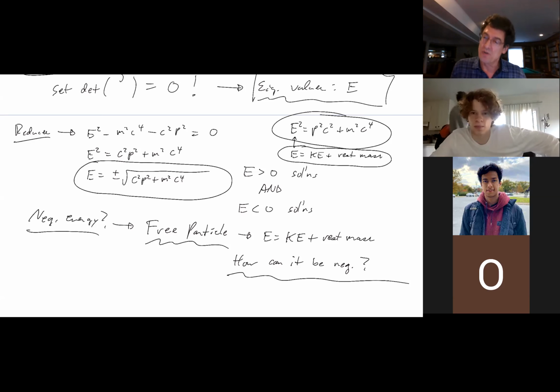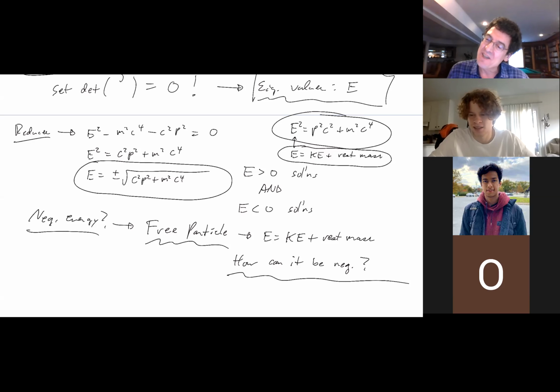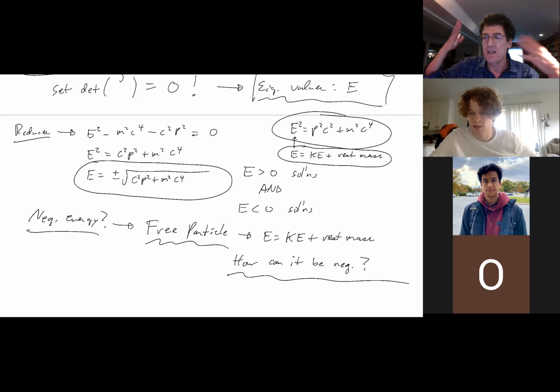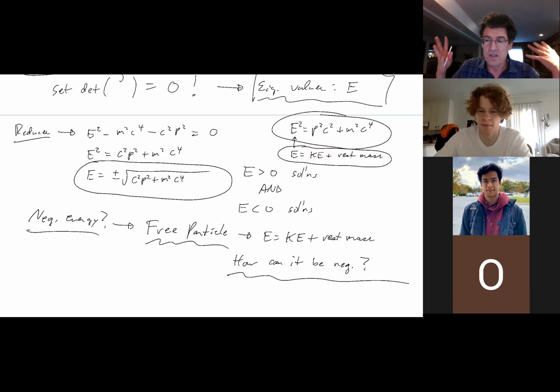No. Correct. No. Neither you nor anyone else in the world ever thought it could be negative. Why? Because that makes no sense, right? Kinetic energy and rest mass add up to a negative number? It makes no sense. And so that's why when you use this equation in the past, you always just use the positive solution. You never thought that there's a negative solution.